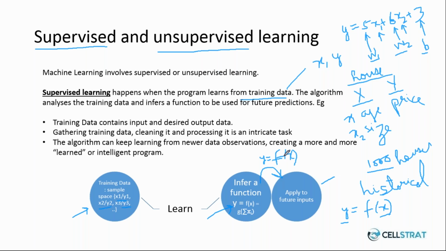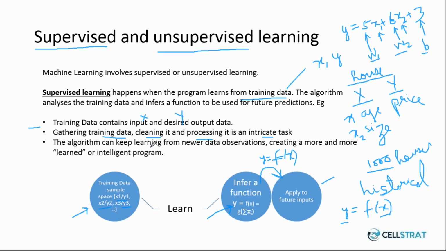All right, so what is happening here? Training data contains input and desired output data. So this contains X, and it also contains the corresponding Y for historical data. We have to have clean data. We have to clean the data and do data pre-processing, and this is indeed an intricate task. We have to make sure we have clean data, so there's a data pre-processing step involved.